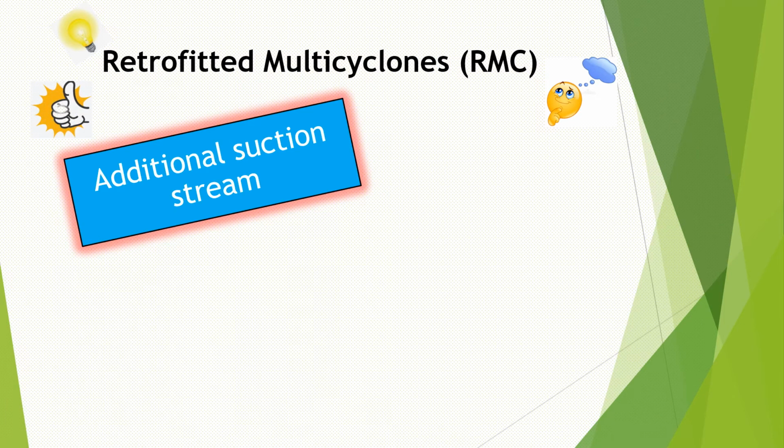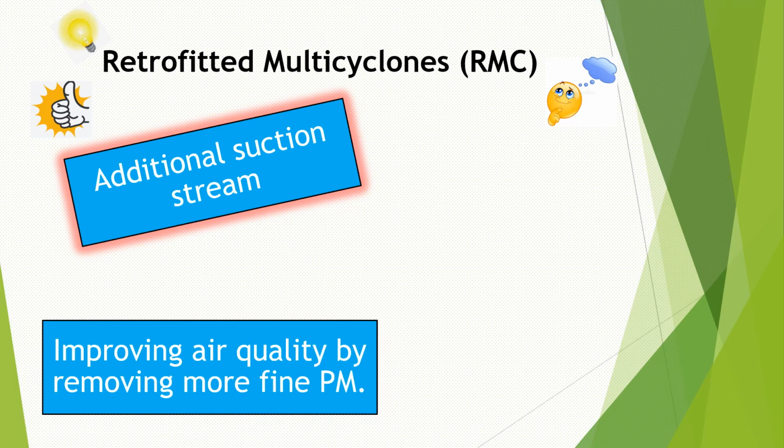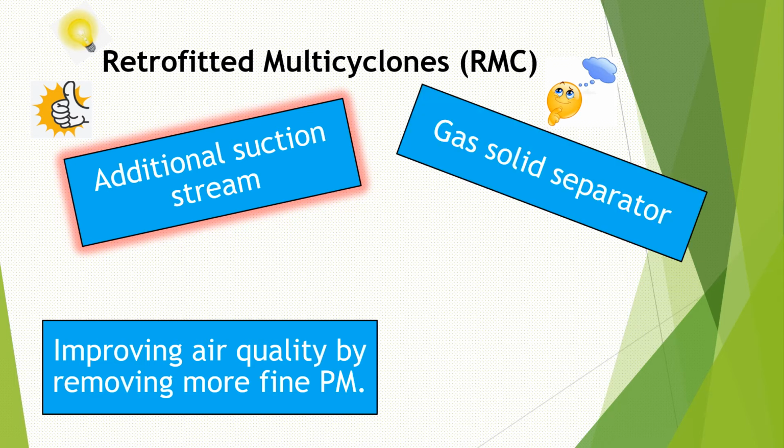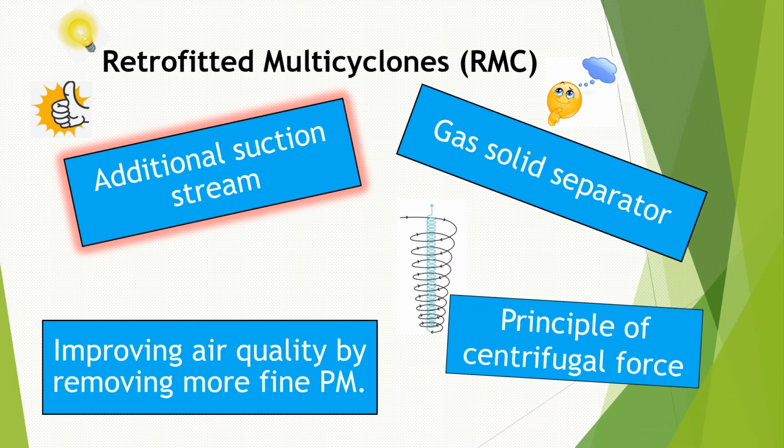Retrofitted multi-cyclone (RMC) is a type of upgraded multi-cyclone with additional suction strip on the side of the dust hopper. This is the most unique part of RMC as its suction strip has the tendency to extract the fine particles and help to produce cleaner air. It's also called gas-solid separator, which applies the principle of centrifugal force where the gas flows in a spiral motion.